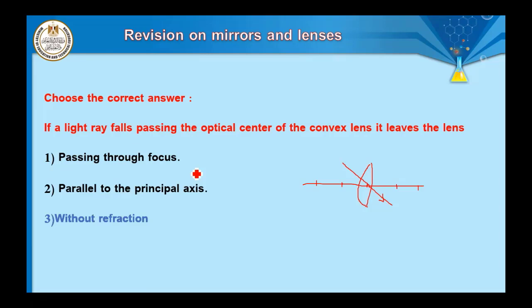We know that when we have a convex lens, there is a principal axis, the optical center, focus, center, focus, center. When a light ray passes through the optical center, what happens to the light ray? Yes, it will pass without refraction. It will pass in the same direction without any refraction. So the correct answer of this question is number three, without refraction.